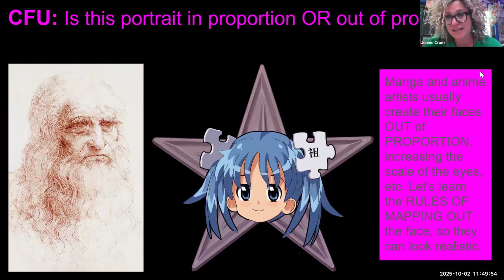All right. Yep, I just stamped it right there. Manga and anime artists usually create their faces out of proportion, increasing the scale of the eyes. We're not going to work like that today. Instead, we're going to learn the rules and practice the rules of mapping out the face so they can look realistic.